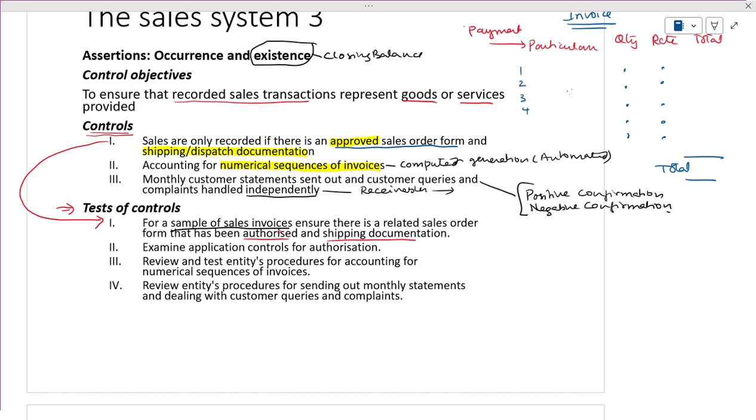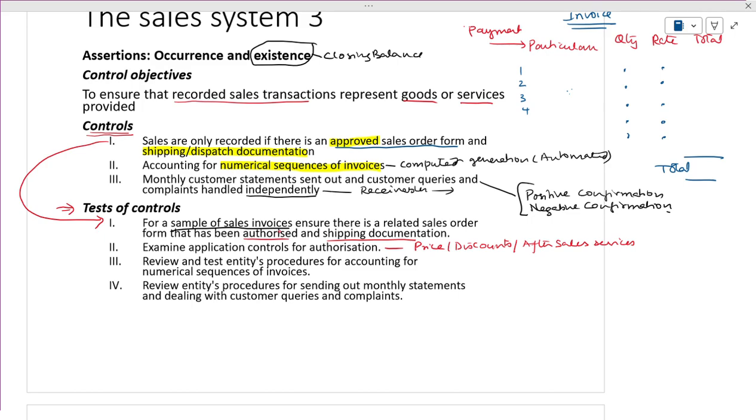This is to examine application controls for authorization. Who is authorized to approve the sales transactions? Because sales transactions involve price, sales transactions involve discounts, sales transactions involve after sales service. All these things will be there, but who is authorized? We have to test the controls.